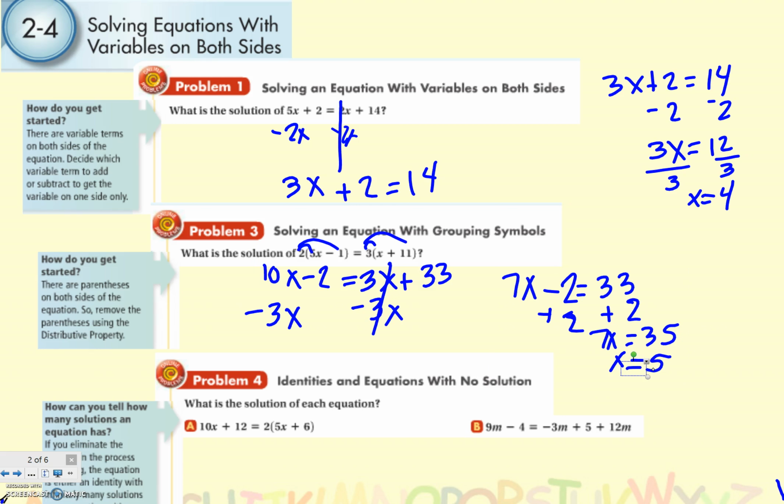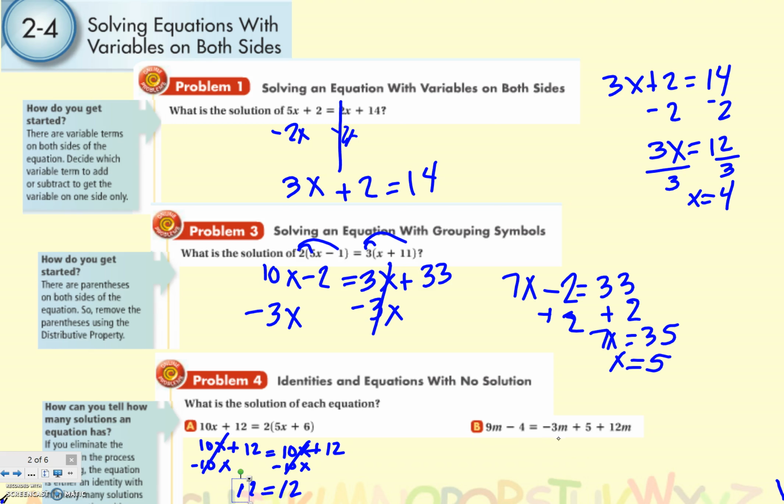Okay, now if you look at the bottom questions, these are a little bit different because even though we have variables on both sides, we're going to end up with some special answers. So on the first one, if I distribute, I end up with 10x plus 12 equals 10x plus 12. Since they're exactly the same on both sides, if I were to keep going and subtract the 10x, I would end up canceling both the variables. So whenever I cancel both variables, I end up with either an identity or a no solution.